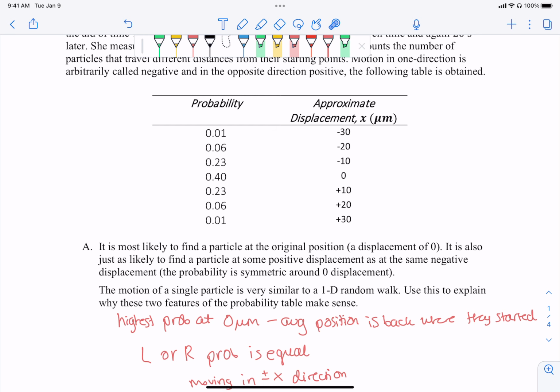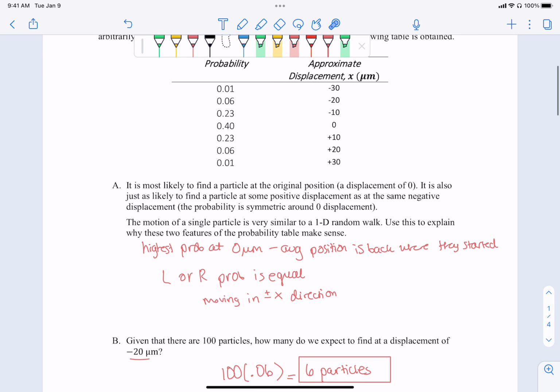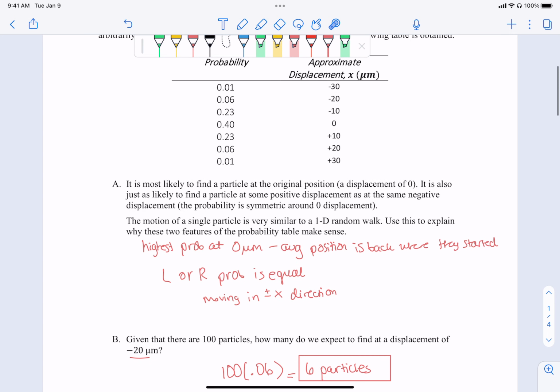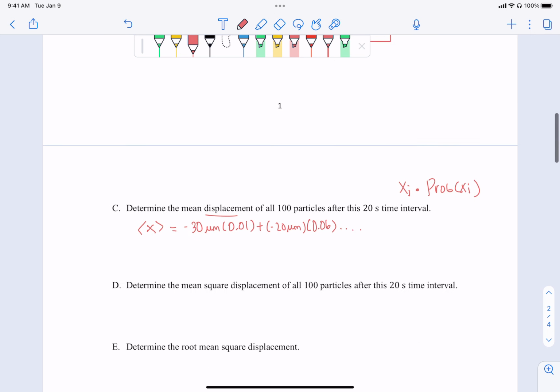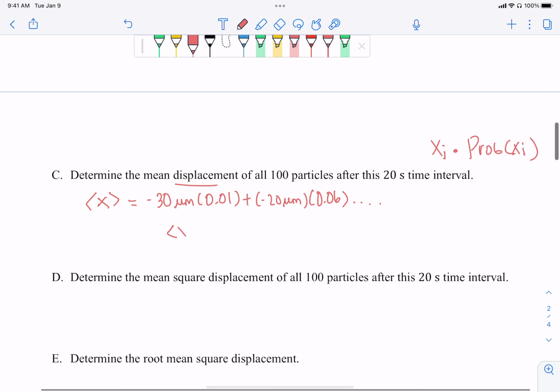And if you extrapolate that, you'll realize that at the end, your mean displacement is going to be 0 micrometers. Or you can know, by the characteristics of a random walk, that your average displacement is going to be back where you started, which is 0. So average x is 0 here.